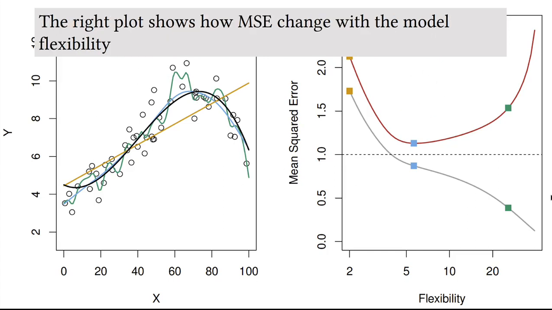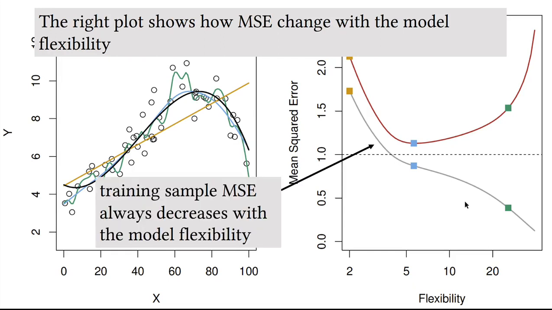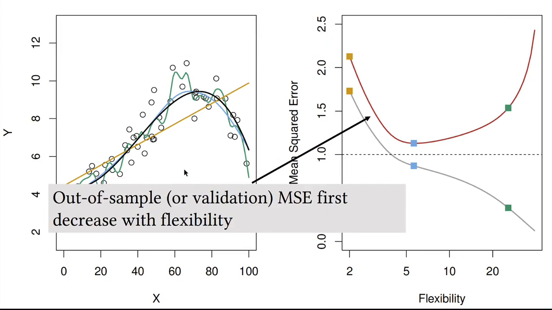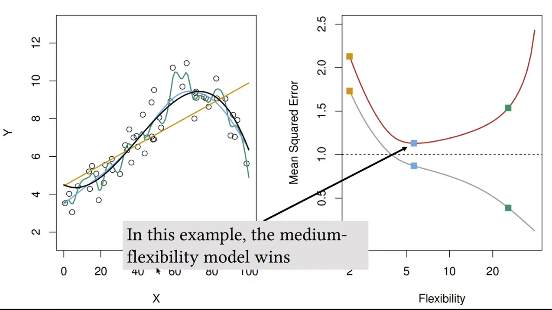So the right plot shows how mean squared error changes with the model flexibility. For example, this is the mean squared error that was obtained on the training sample. And as you can see, it always decreases with the model flexibility. This is something that you know already from econometrics. Now, out of sample or validation or test mean squared error first decreases with model flexibility, but then starts to increase. So, for example, in this example, the medium flexibility model wins.